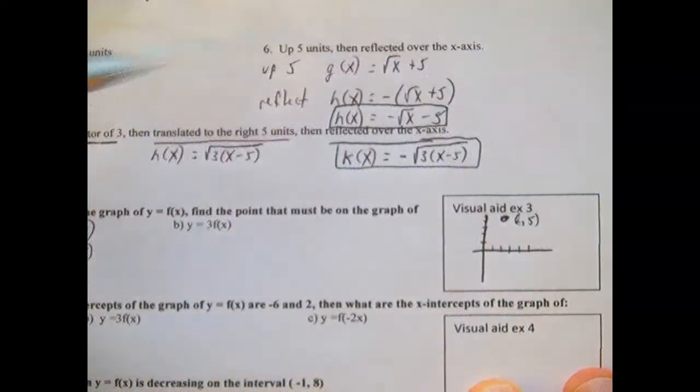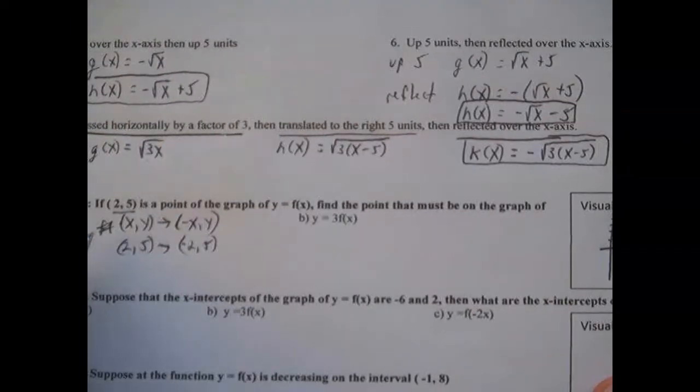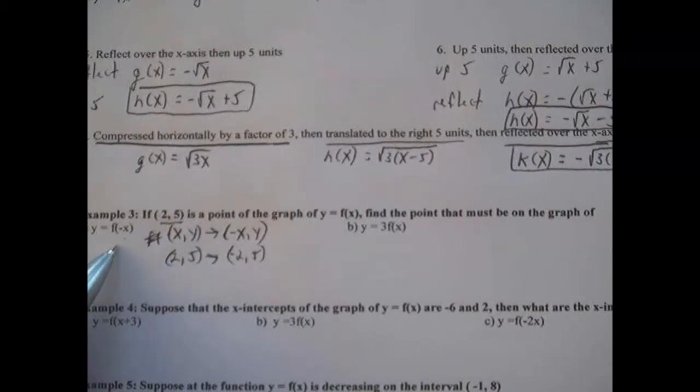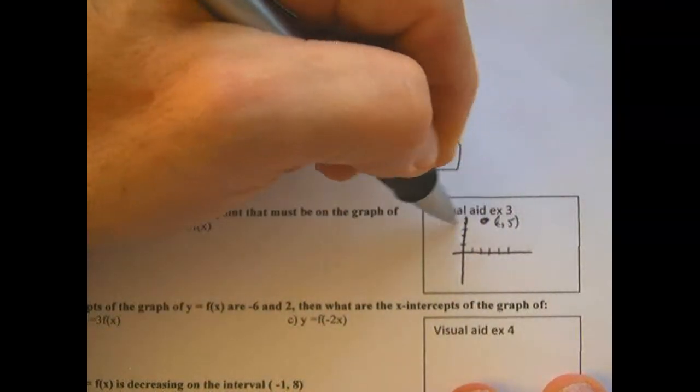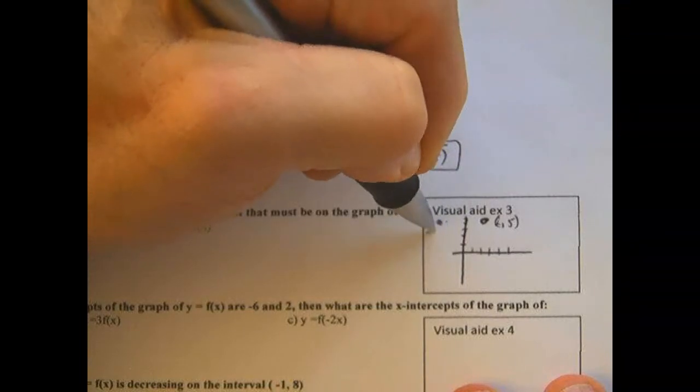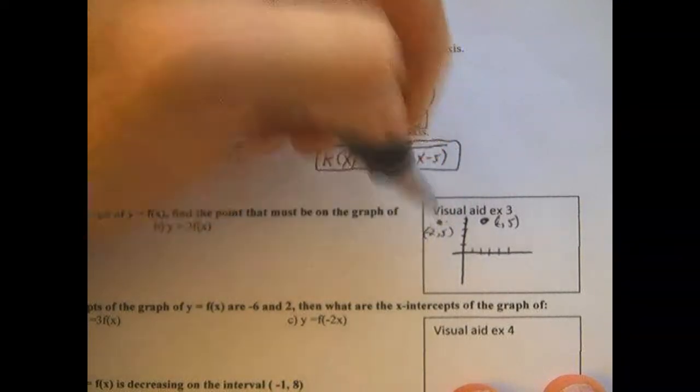Now if we reflect that over, this is a horizontal reflection, it's going to come over here, horizontally reflecting over the axis. So it's going to come to negative 2, 5. Just a little visual to see what's happening.